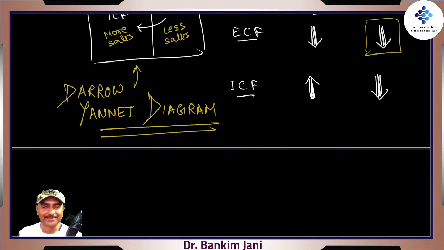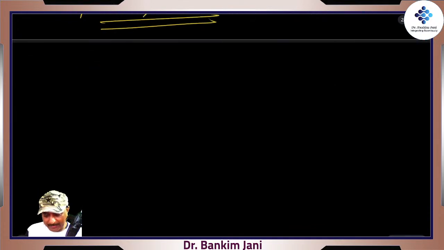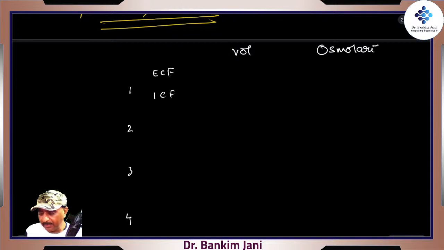Yeah. I told you that I find it too difficult to cram anything. So that's why I always figure out some method by which it stays in memory, right? So that's it for today. And do one thing for the revision. What you do is you just write down 1, 2, 3, 4. These are the conditions, right? And then every time ECF, ICF. Over here you write volume, and here you write osmolarity, correct?